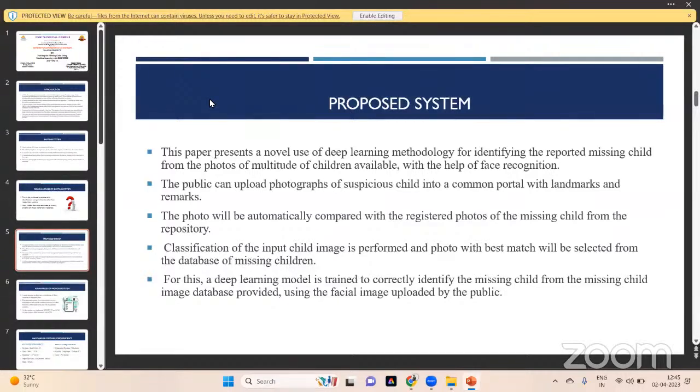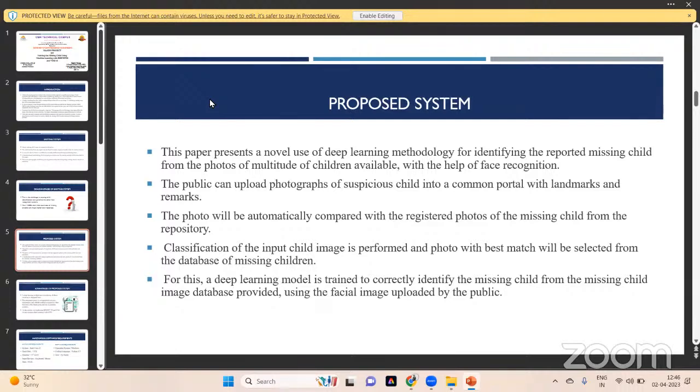In the proposed system, we provide a website where they can store the details of the missing child, and there will be two users. One will be the public, and the other will be the admin. The public will upload a picture when he or she sees a missing child somewhere in their neighborhood. If they see a suspicious child, they take that photograph and upload it to this website.